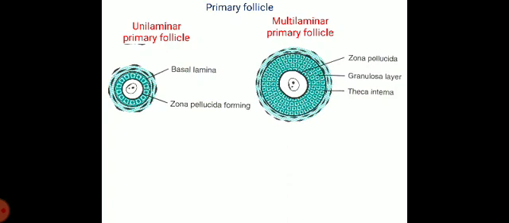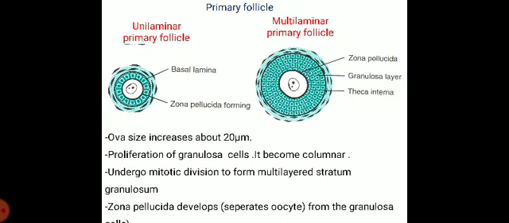Now the primary follicle. The primary follicle is formed when the primordial follicle undergoes some changes. First, there is an increase in the size of the oocyte, and it becomes 20 microns. Granulosa cells, which are flat or spindle shaped in the primordial follicle, become columnar and undergo mitotic division to form a multi-layered stratum granulosum.